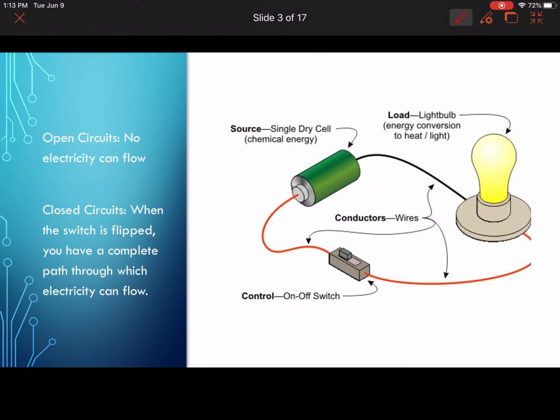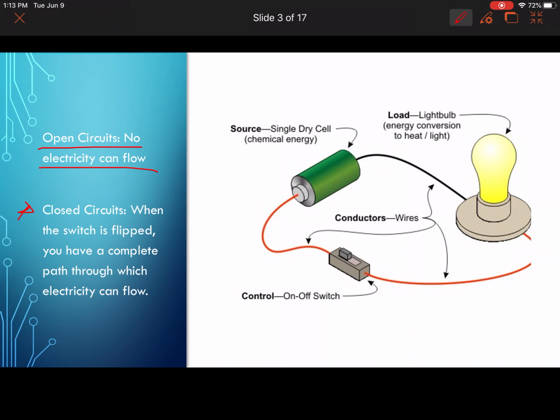Now, open circuits, you can write down this definition here. In an open circuit, no electricity can flow. Closed circuits, you can write this one down here. When the switch is flipped, you have a complete path through which electricity can flow. So here's the difference.